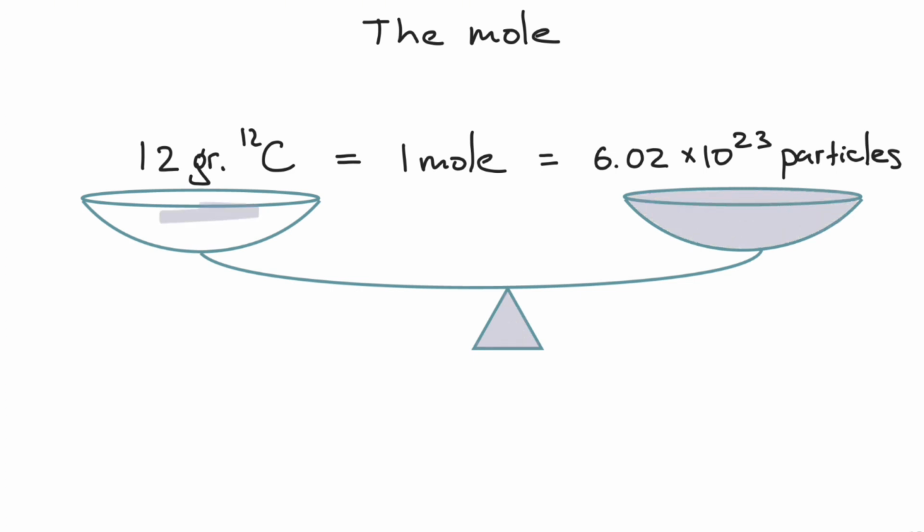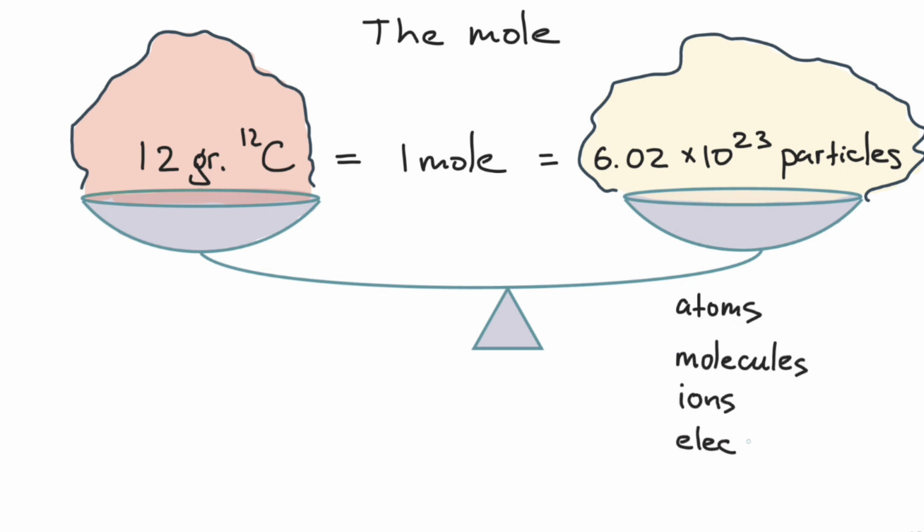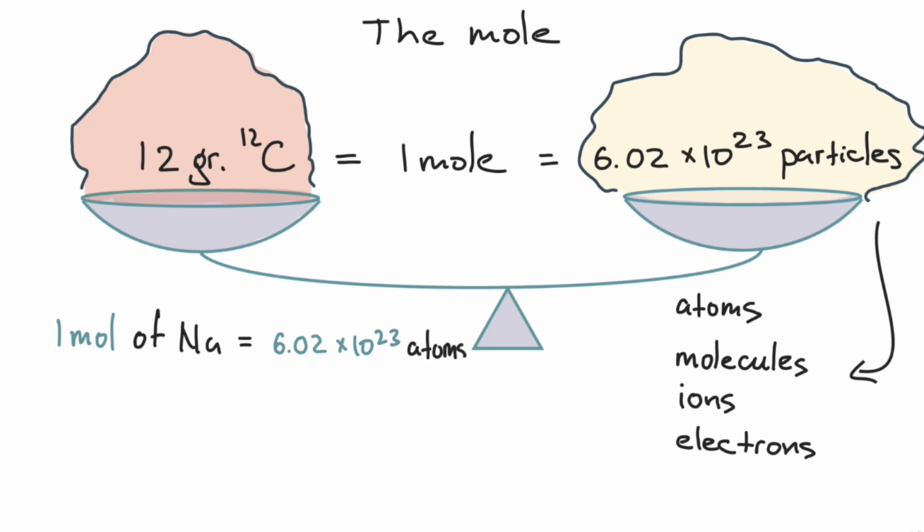And if you have 6.02 multiplied by 10 to the power of 23 particles, can be atoms, can be molecules, can be ions, electrons, it will be considered as 1 mole. For example, if you have 1 mole of sodium, it means you have Avogadro number of atoms. So you have 6.02 multiplied by 10 to the power 23 atoms. And if you have 1 mole of oxygen molecules, it's still particles. So it will be the same number of molecules.